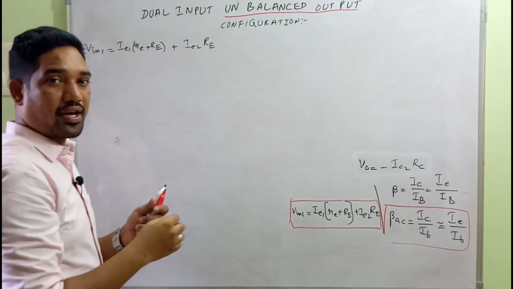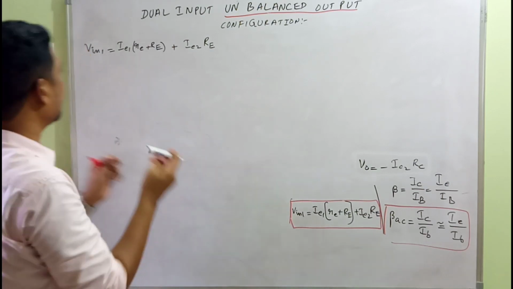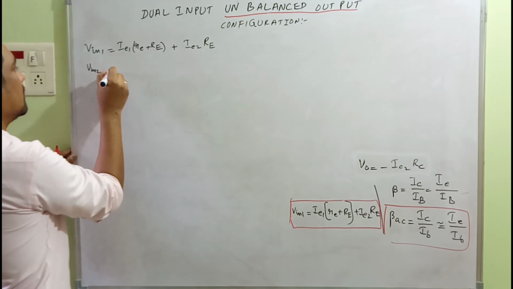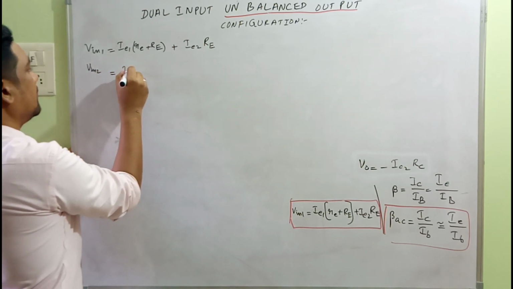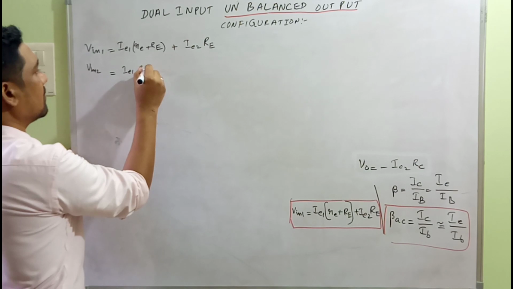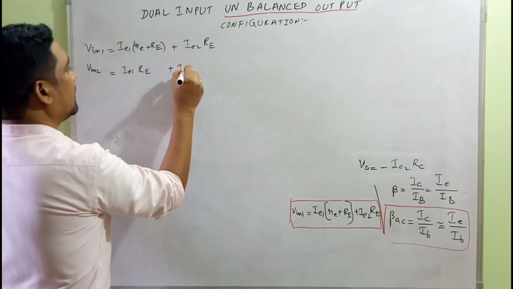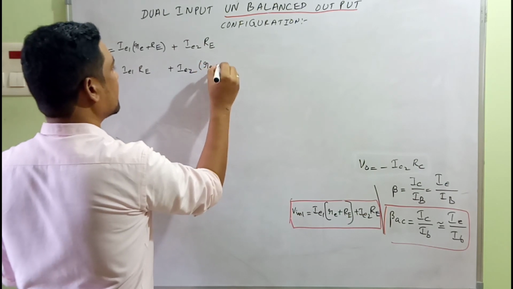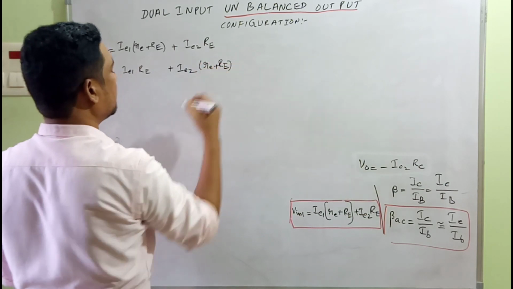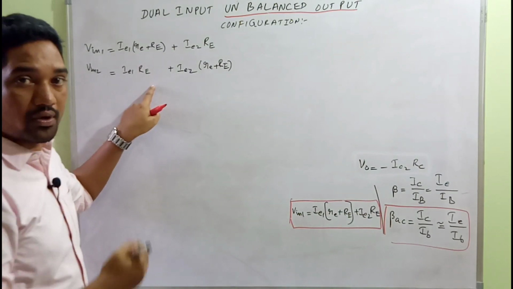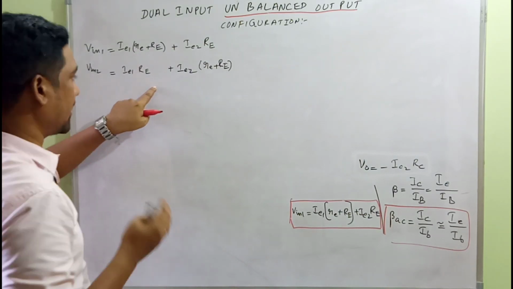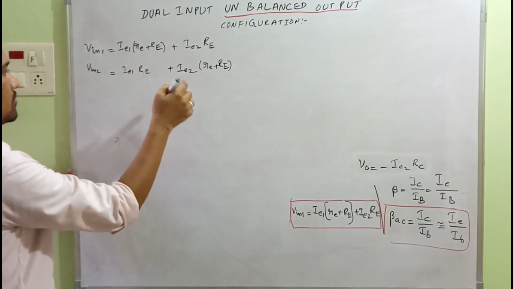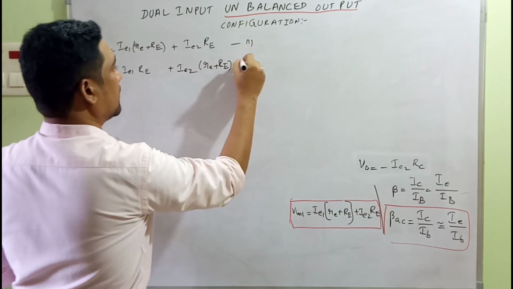Follow the same procedure and evaluate the expression for the second loop. That will lead us to Vin for the second source. Vin2 will be IE1 RE, the external emitter resistance, plus IE2 that into RE plus RE. This will be the expression for the second loop. You try this, follow the same procedure. And IB2 will be substituted with this one, and finally that will lead to this equation. Let it be equation 1 and equation 2.